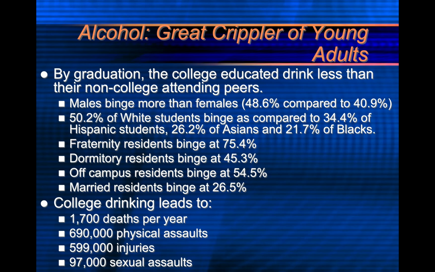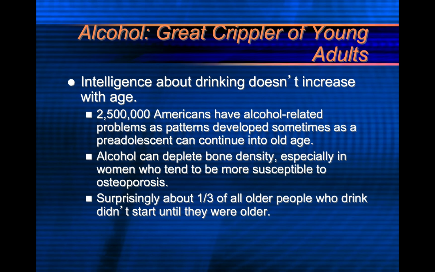College drinking leads to 1,700 deaths per year, 690,000 physical assaults, 599,000 injuries, and 97,000 sexual assaults. Intelligence about drinking doesn't increase with age. 2,500,000 Americans have alcohol-related problems as patterns develop, sometimes as a pre-adolescent, and continue into old age. Alcohol can deplete bone density, especially in women who tend to be more susceptible to osteoporosis. Surprisingly, about 1/3 of all older people who drink didn't start until they were older.